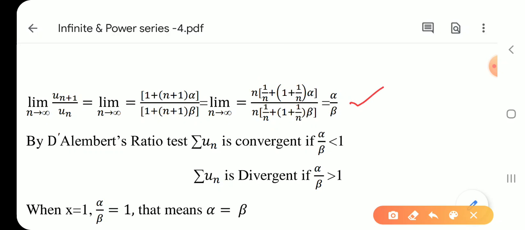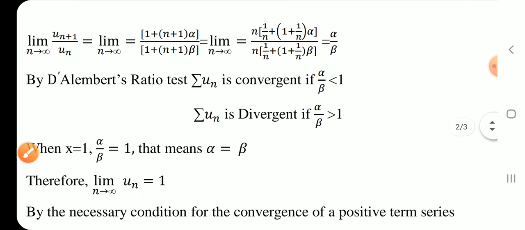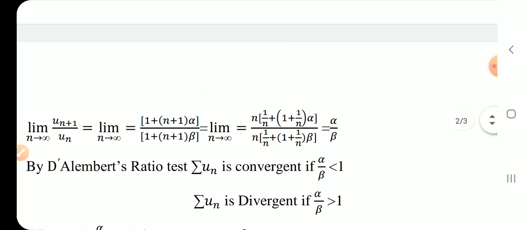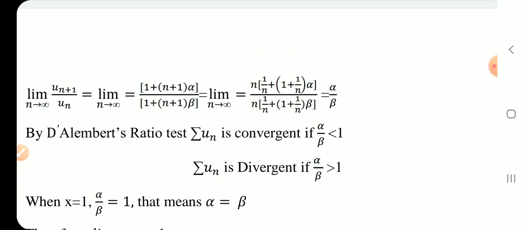Here the convergence of the sequence depends upon the value of alpha by beta. So if it is less than 1, the series is convergent. If it is greater than 1, the series is divergent. What if it is equal to 1? If it is equal to 1, alpha by beta is equal to 1 means alpha is equal to beta. When alpha is equal to beta, here only we will see.